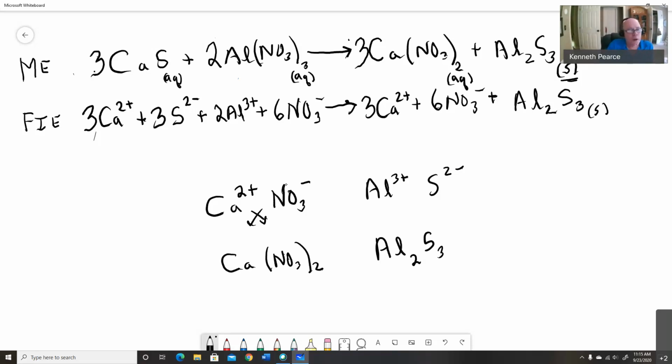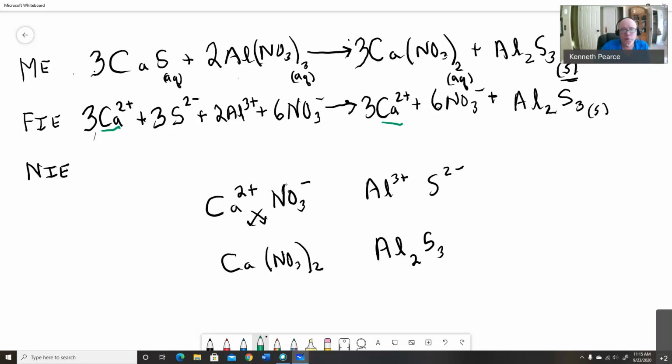All right, now we do the net ionic and the spectators. And how do we find the net ionic and the spectators? Well, the spectators are the same on both sides. And so if it becomes part of something, then it's not a spectator, it's actually a participant. So we look and we see calcium is the same on both sides. And so calcium is a spectator. We see sulfide becomes part of the aluminum sulfide on the right-hand side. So that's not a spectator. That's going to be part of our net ionic.